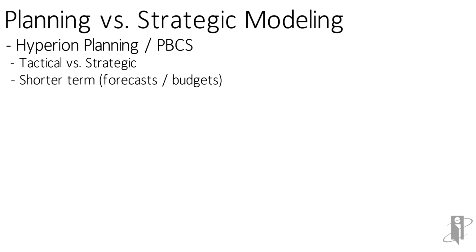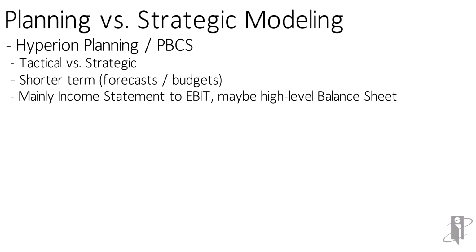Typically, Hyperion planning is going to be done by the FP&A group, maybe income statement to around EBIT and maybe a high level balance sheet with some items like CapEx, etc., but not as detailed in all three financial statements as you'd see in strategic modeling.